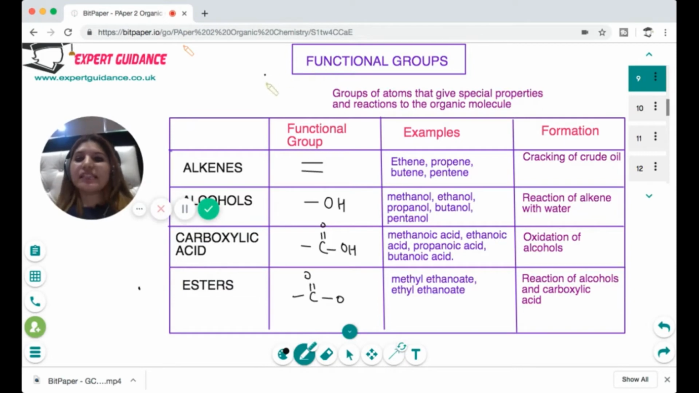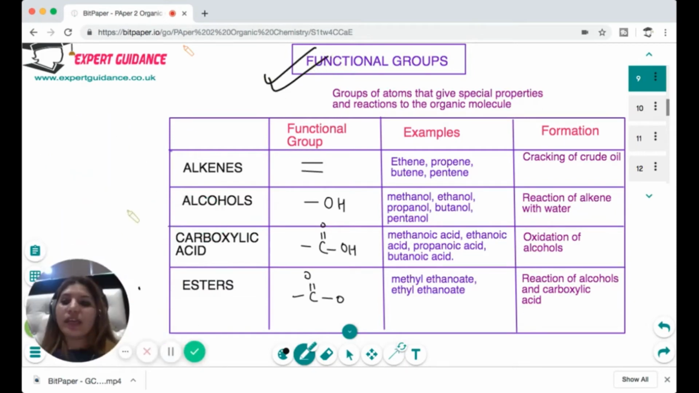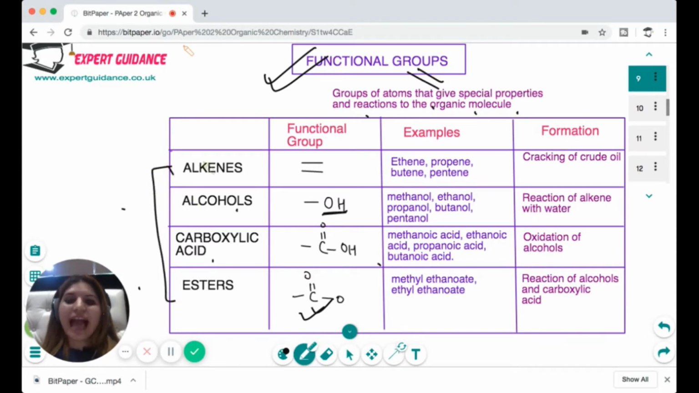Now let's see what functional groups are. Now we have seen hydrocarbons, and alkanes are hydrocarbons. At times, apart from hydrogen and carbon, you get some other atoms, like alcohols have OH, and carboxylic acids have COOH. These groups of atoms which give special properties and reactions to organic molecules are functional groups. And you have 4 functional groups in your syllabus: alkenes, which have a double bond. Examples are ethene, propene, butene, and pentene, and we can form them by cracking of crude oil.